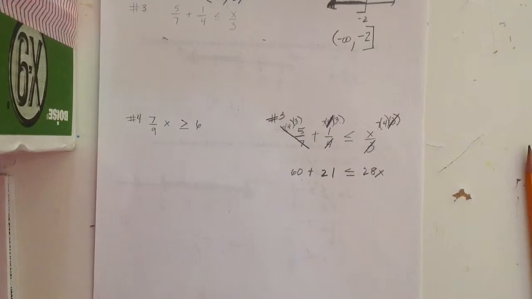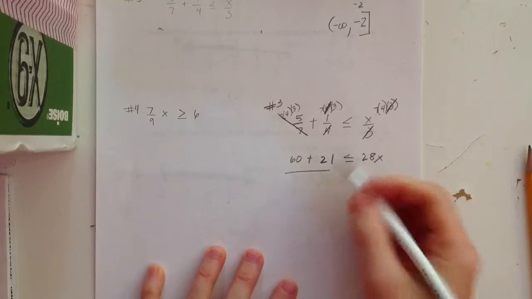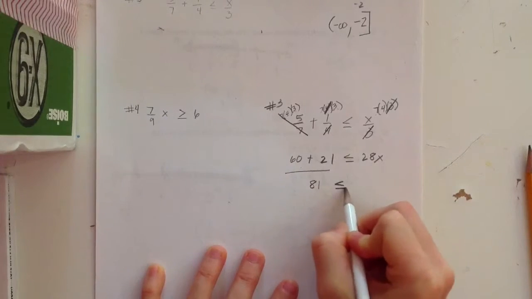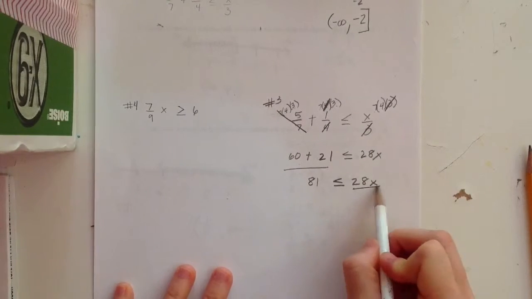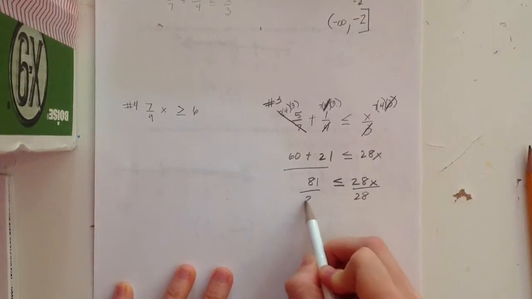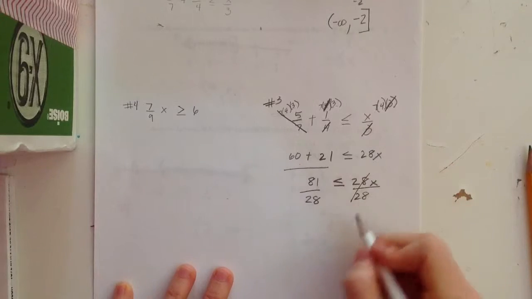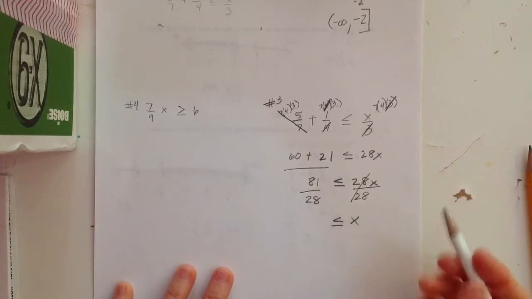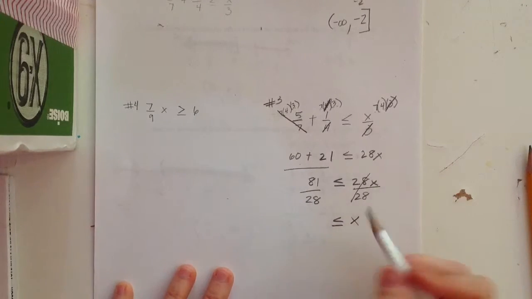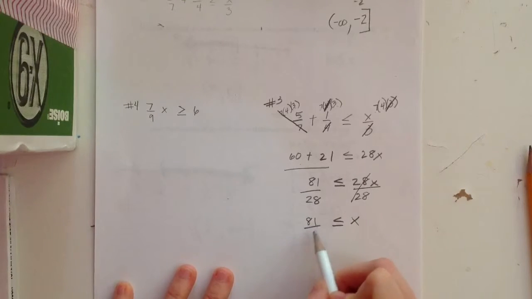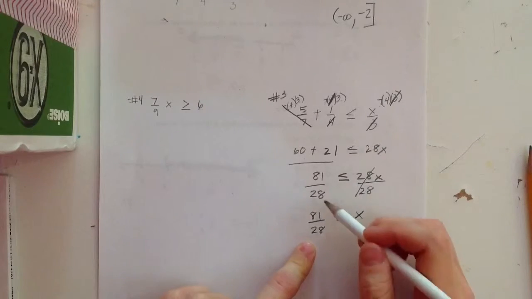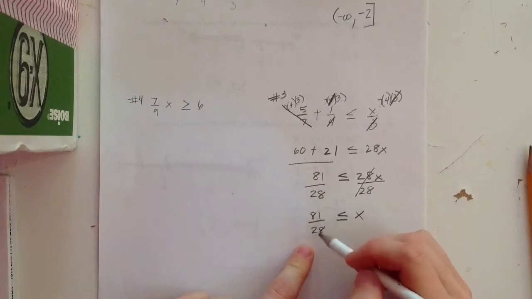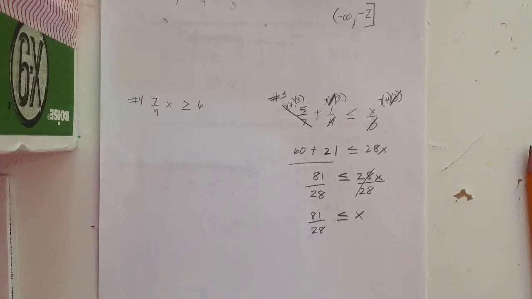All right, so now we have a pretty normal problem. Let me go ahead and combine our like terms on this side. So I have 81 is less than or equal to 28x. And to get the x by itself, I just divide both sides by 28. So I have x is greater than or equal to 81 over 28. And that can't be reduced. The 2 won't go into either, 3 won't go into either, and so that's in simplest form.